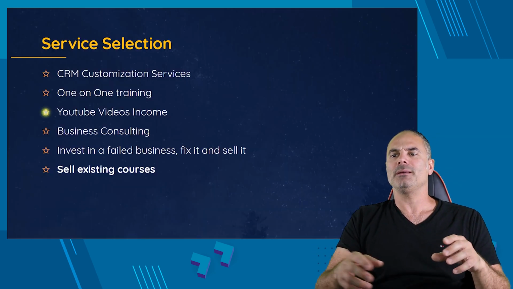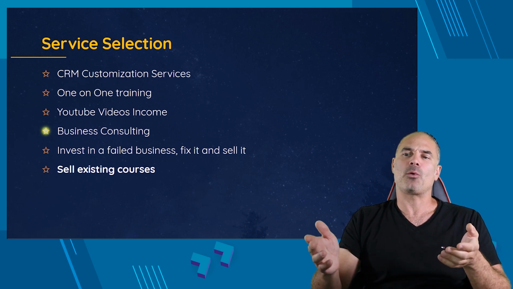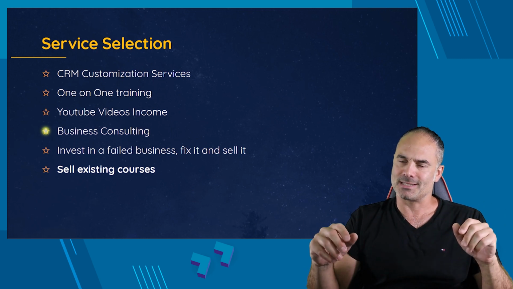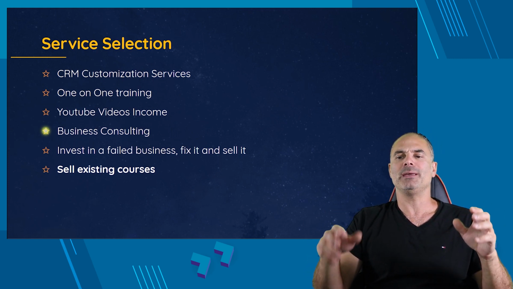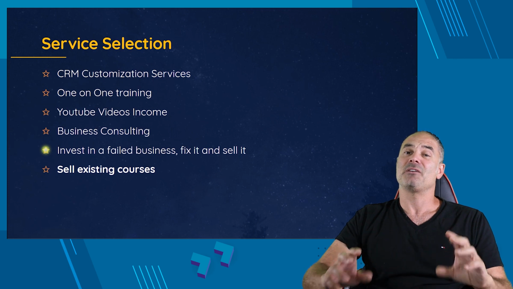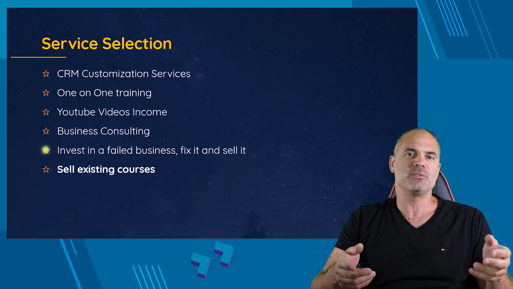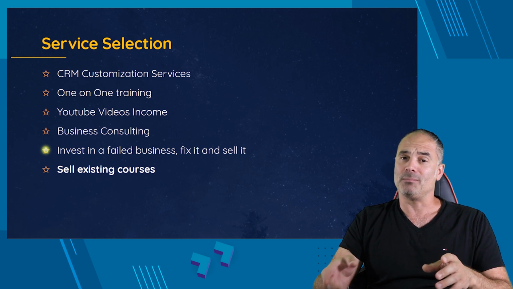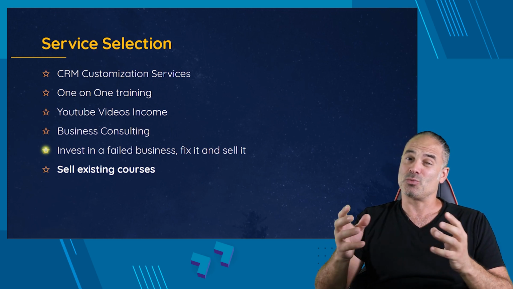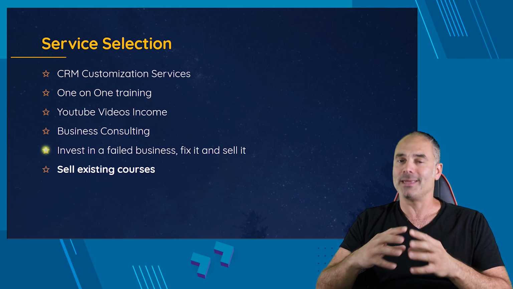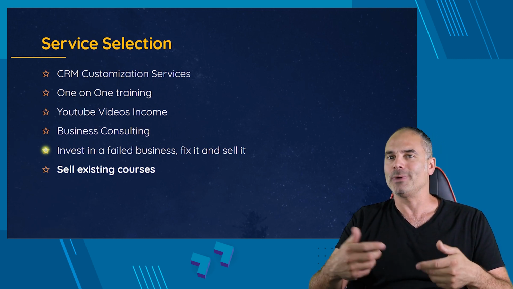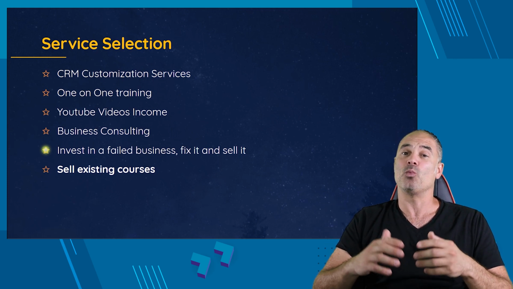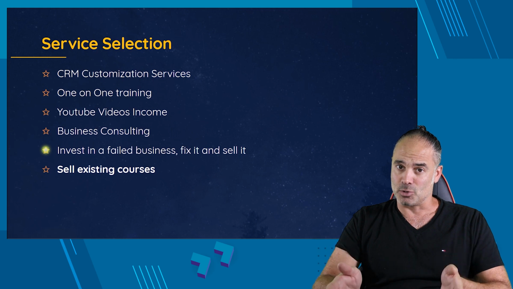The next one will be business consulting. Same like one-on-one training, it requires my time and I'm already fully booked. So that's that. The next one will be investing in a failed business, fixing it and selling it, which I did before multiple times. That's a great way to make money. The only problem is 3 months, which is one of my goals. 3 months will not make it. I will need a few years to make it happen. So investing in a failed business and fixing it will not be for this purpose.